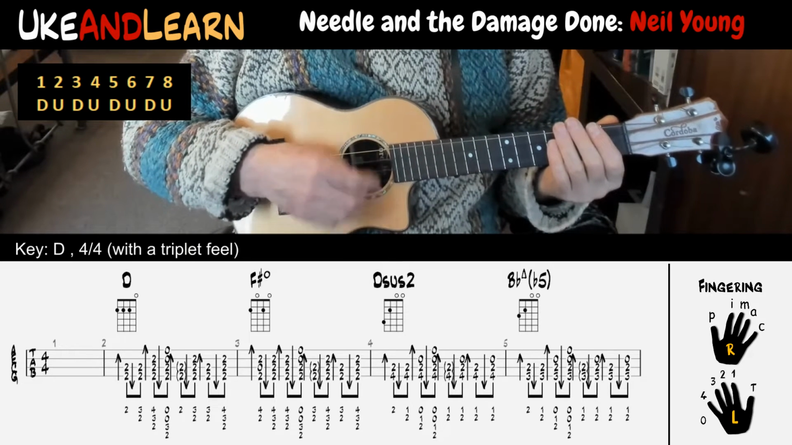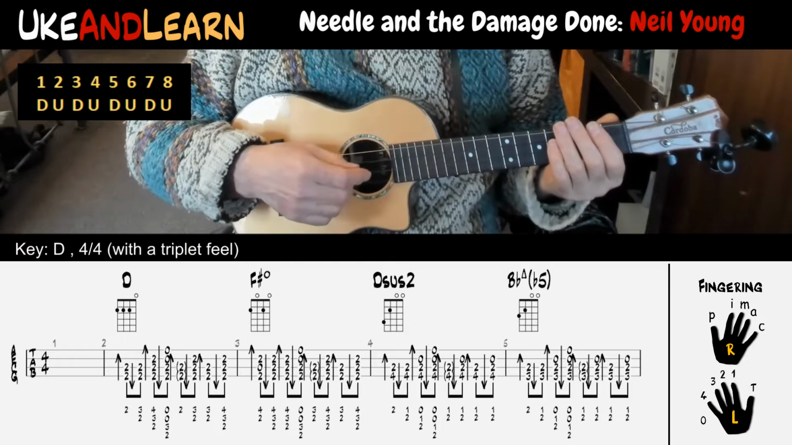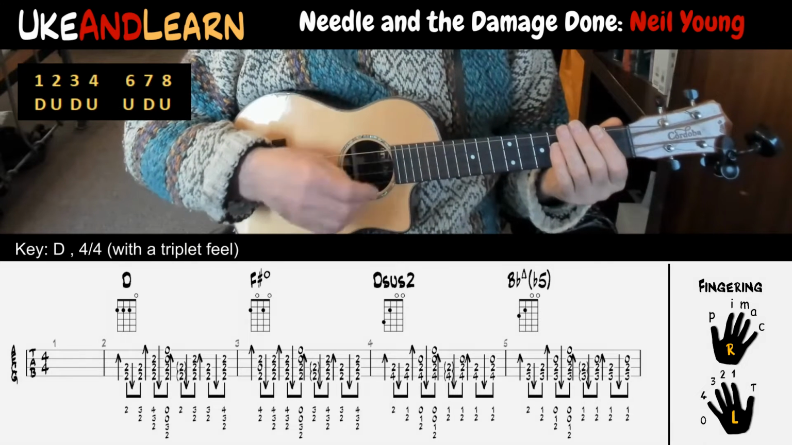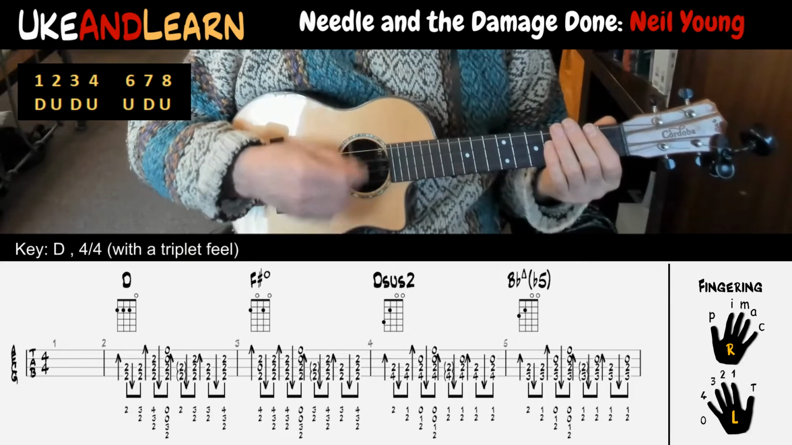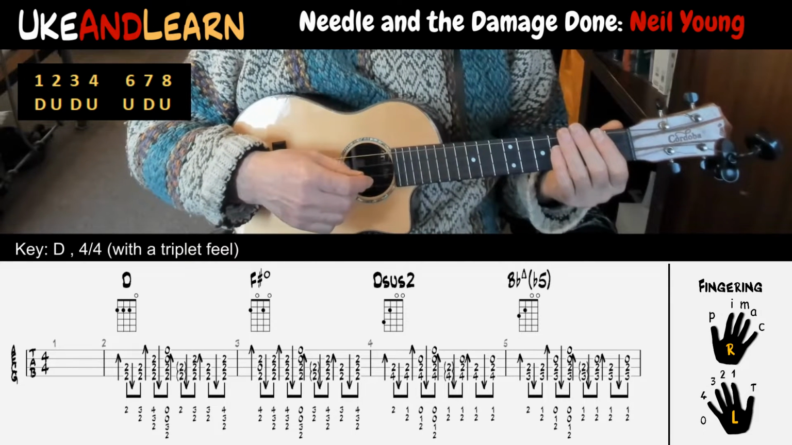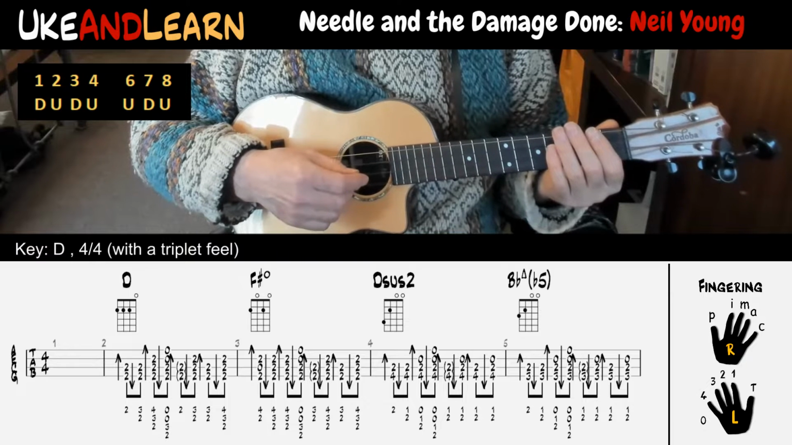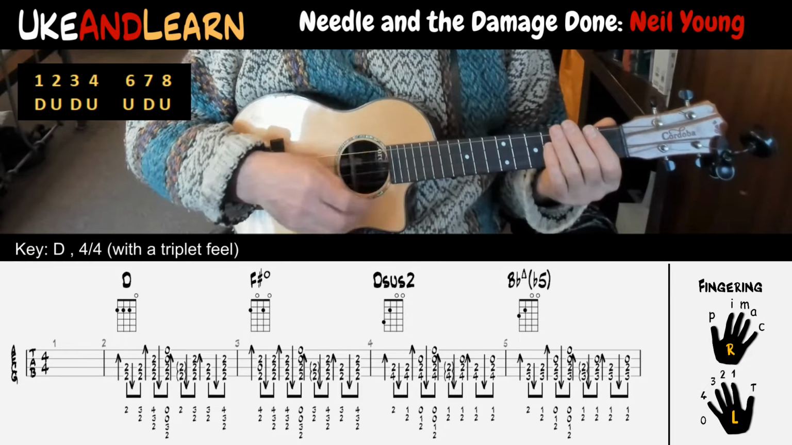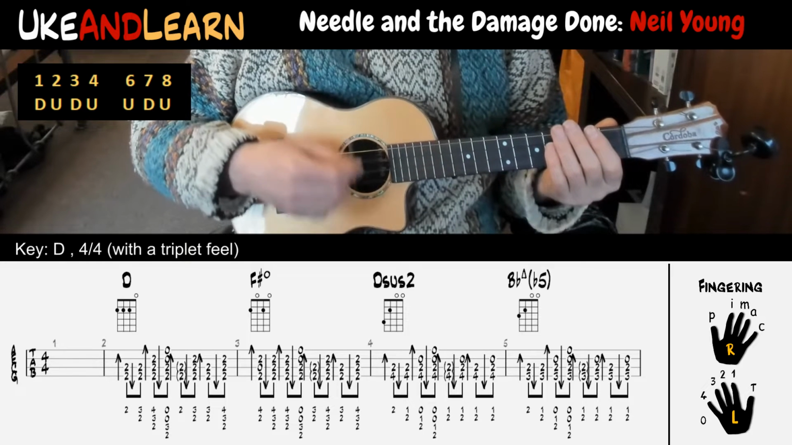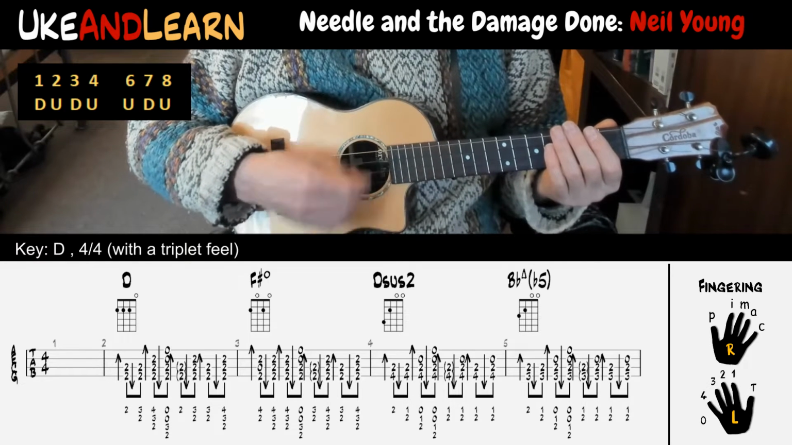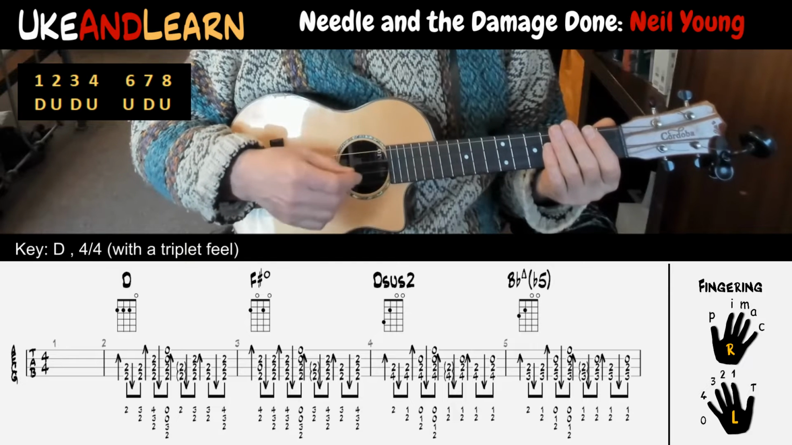So 1, 2, 3, 4, 5, 6, 7, 8. Or to be more precise, 1, 2, 3, 4, 6, 7, 8, with you emphasizing the 4th note and hardly playing the 5th. So it's down, up, down, up, down, up, down, up, down, up, down, up.